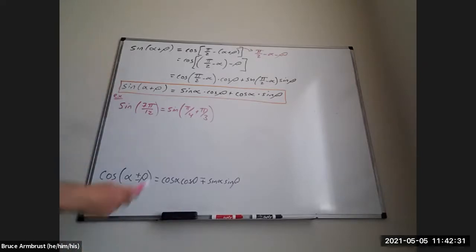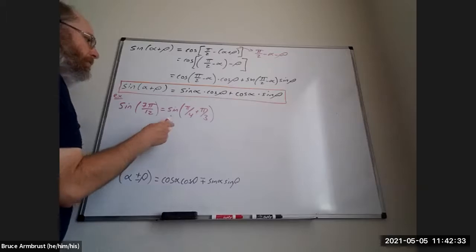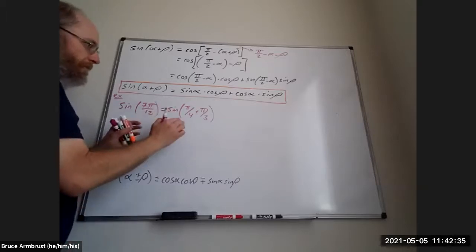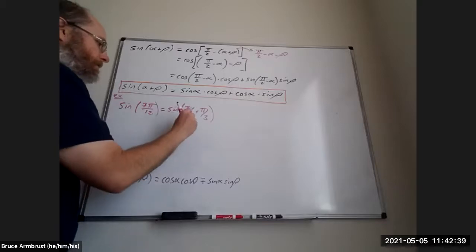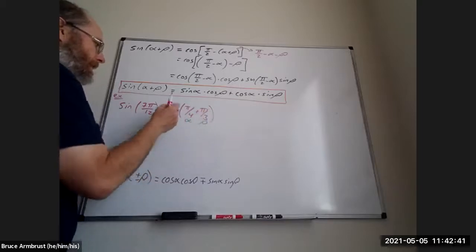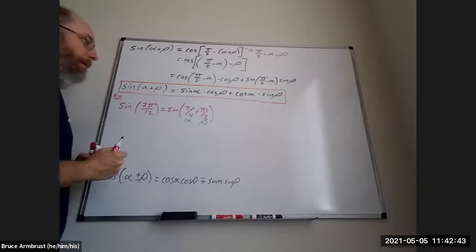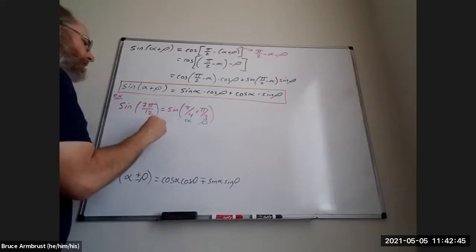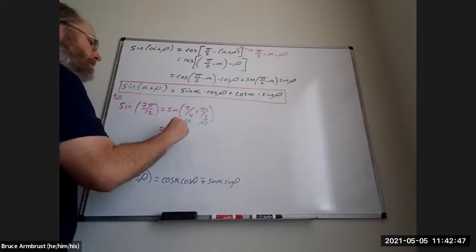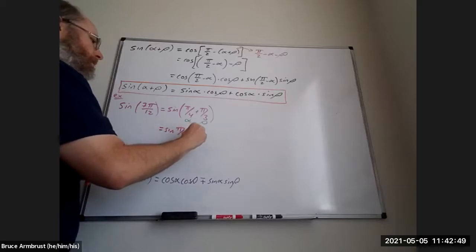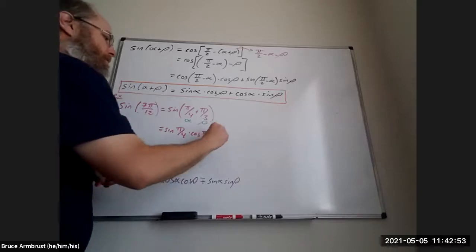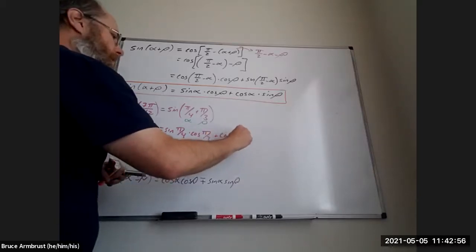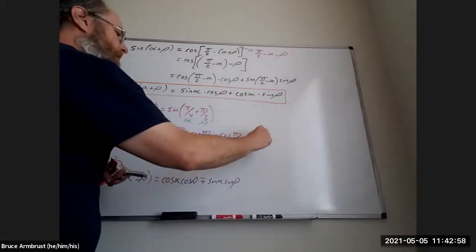All right, so let's use our identity then. In terms of alpha and beta, we're going to put pi over 4 in for alpha and pi over 3 for beta. So we're going to get sine of pi over 4 times the cosine of pi over 3 plus the cosine of pi over 4 times the sine of pi over 3.